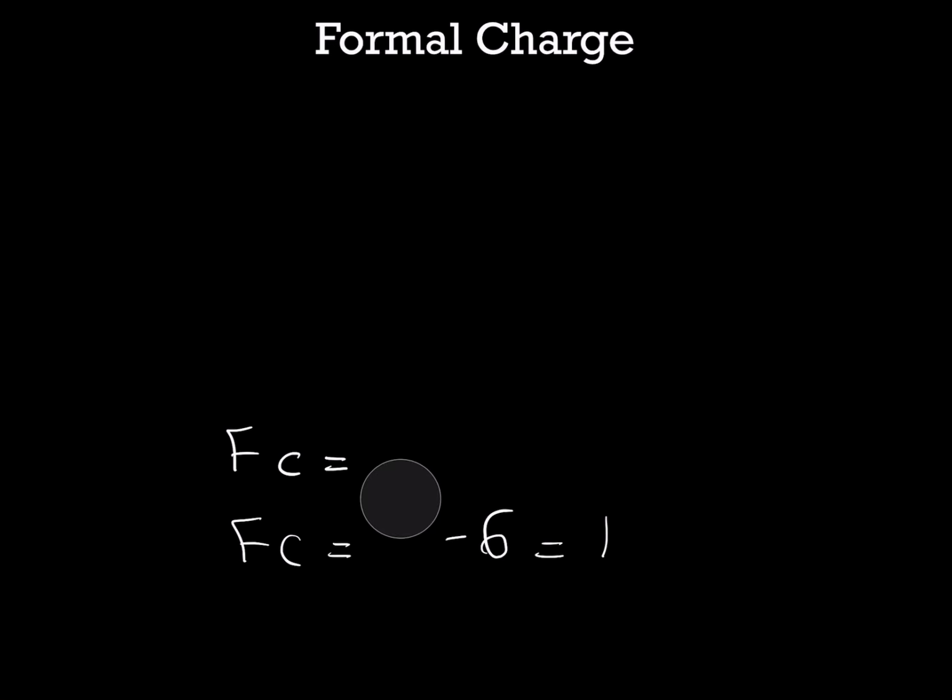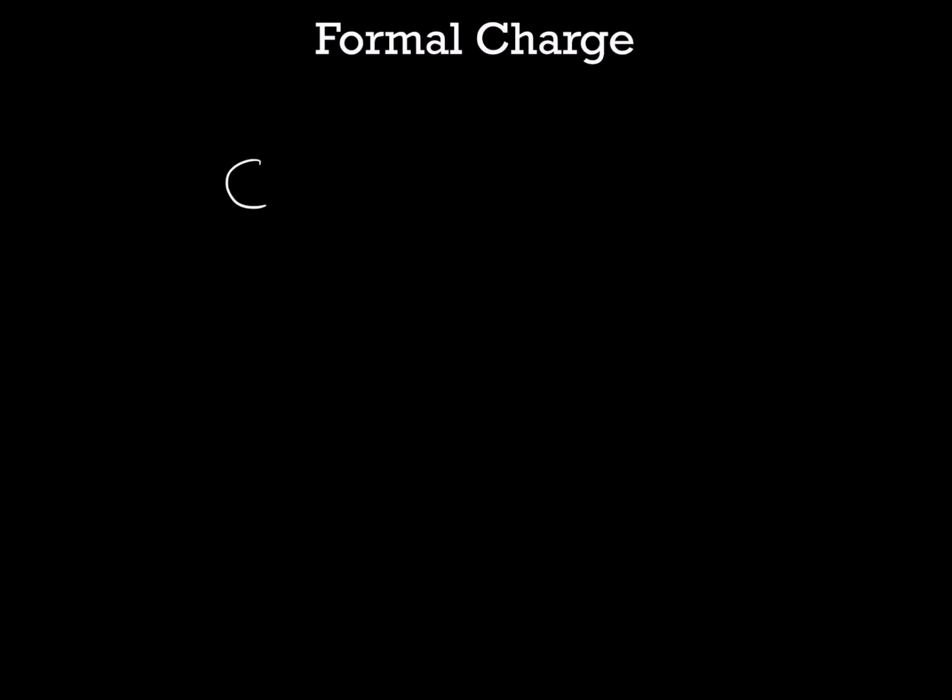Now let's go over a few more examples. Let's say we have a carbon which has 3 bonds to something and it has a lone pair. What is the formal charge of this carbon? Our equation for formal charge was valence electrons minus bonds and dots.